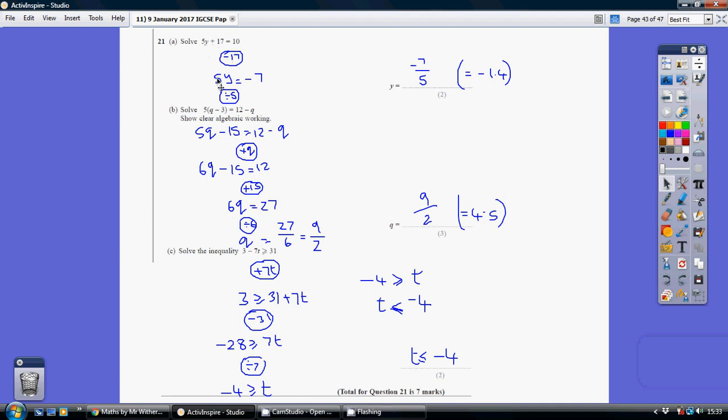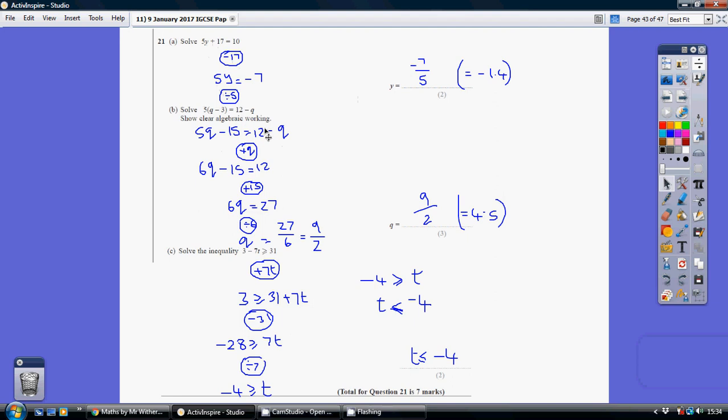Then you need to undo this multiplying by 5 by dividing both sides by 5. So y equals minus 7 divided by 5. That's perfectly alright to give as a final answer like that, but you can also give it as minus 1.4 if you want. Now for part B, you want to kick off by expanding the bracket on the left hand side, 5 times q and 5 times minus 3, giving us 5q minus 15 equals 12 minus q.